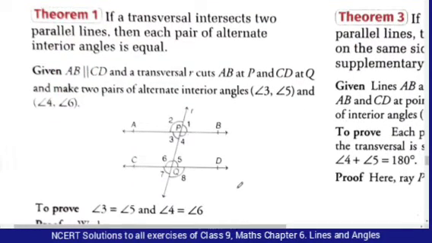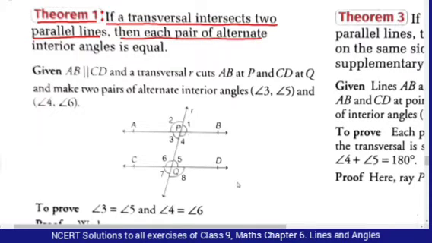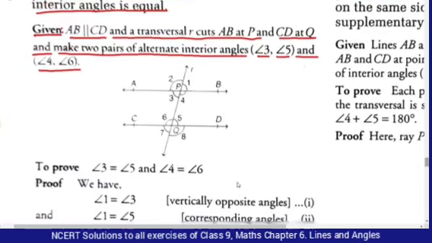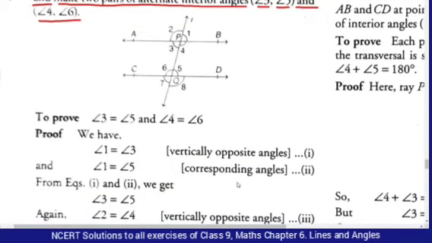We will see another theorem, that is, if a transversal intersects two parallel lines, then each pair of alternate interior angles is equal. Given AB parallel to CD and a transversal cuts AB at P and CD at Q and makes two pairs of alternate interior angles 3, 5 and 4, 6. So, these are lines AB, CD. We have to prove here angle 3 is equal to angle 5 and angle 4 is equal to angle 6.